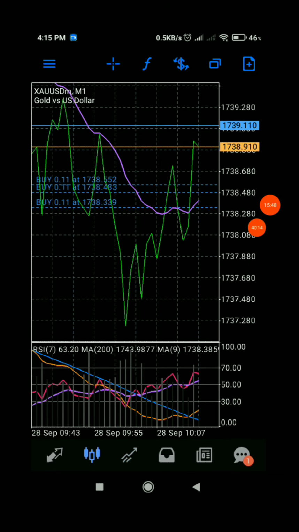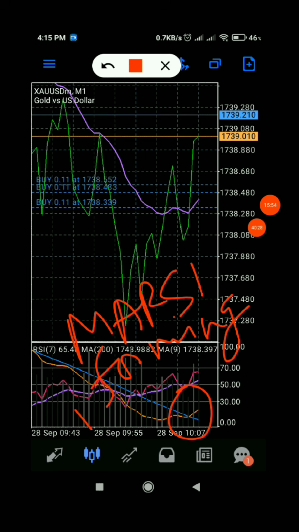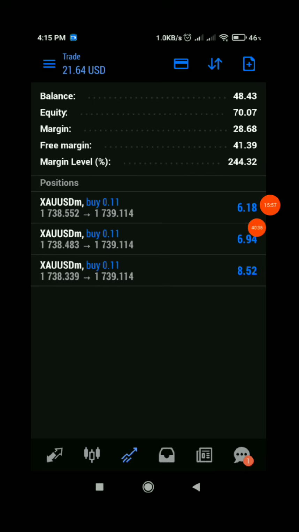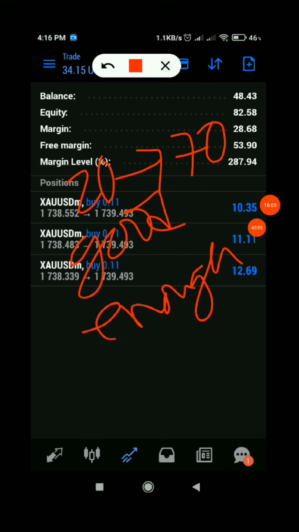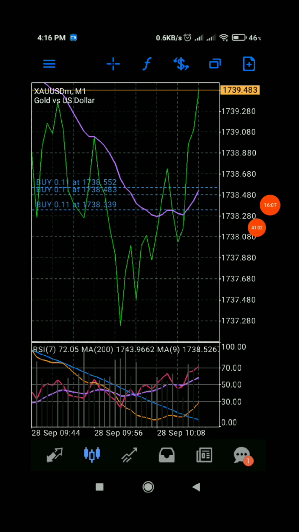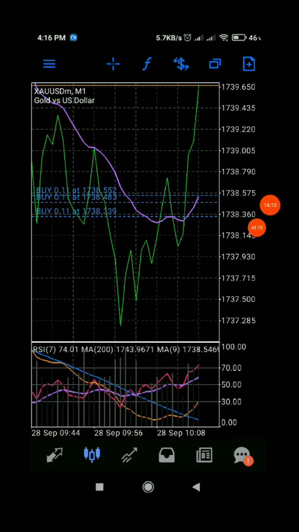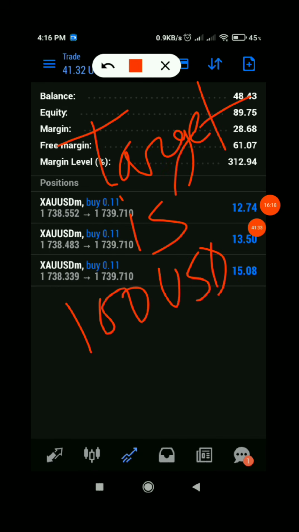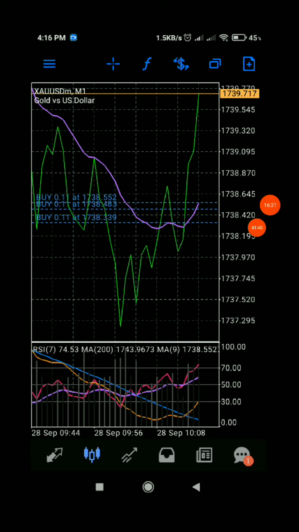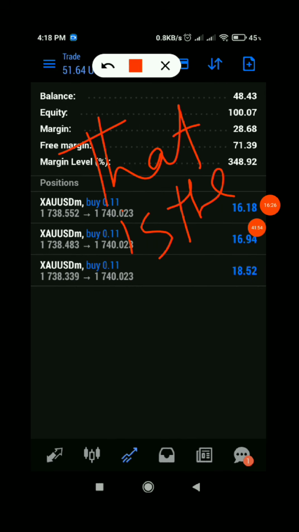And here also MARSI is forming nicely. $20 to $70. And price is still hitting upward. This is zone 2. So our target is $100 from 20, and we are near to the 100.